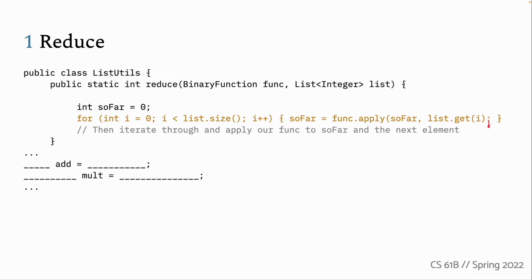list.get the next thing. There should be an extra parenthesis here. I'll fix that later before I put this up. So we have that, and then we just return so far. Okay, makes sense. Let's go through to the next part.